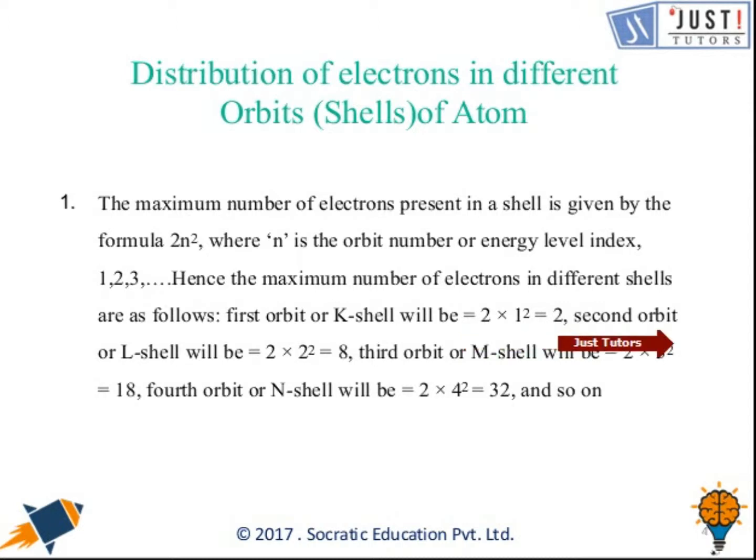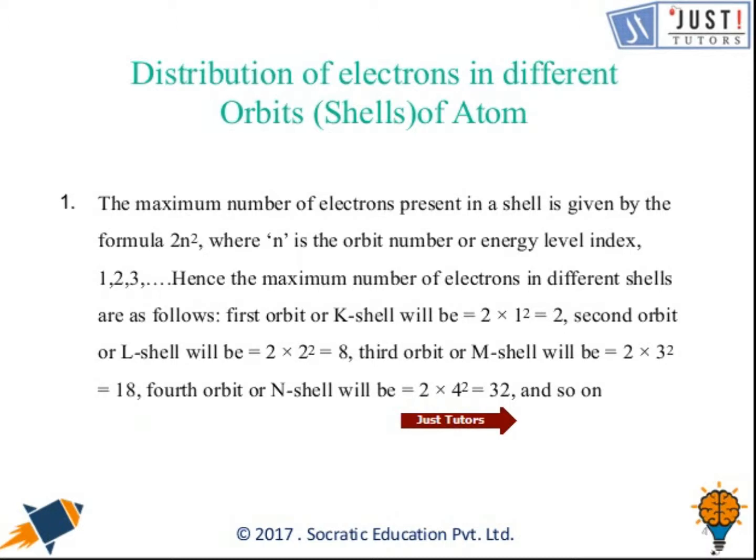For second orbit the value of n will be 2, so the number of electrons will be 2 times 2 squared, which is 8. For third orbit, the number of electrons will be 2 times 3 squared, which is 18, and for fourth orbit, the number of electrons will be 32, and so on.